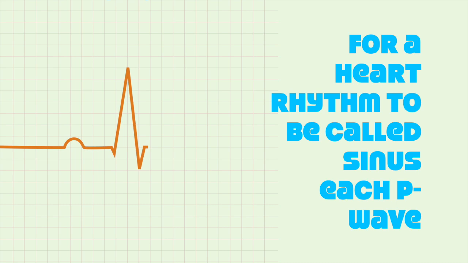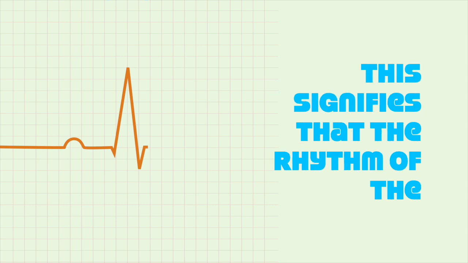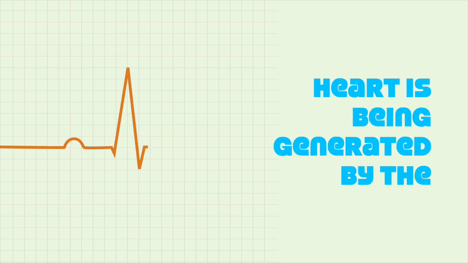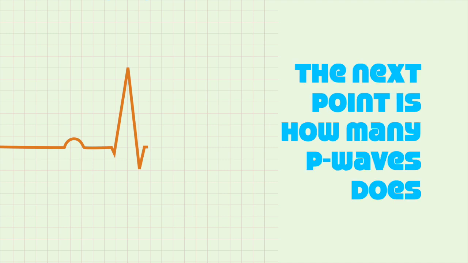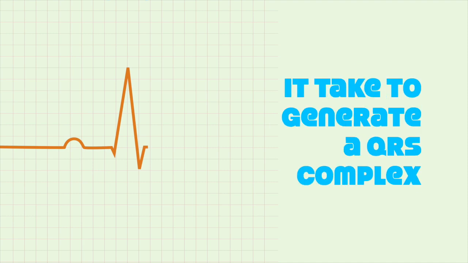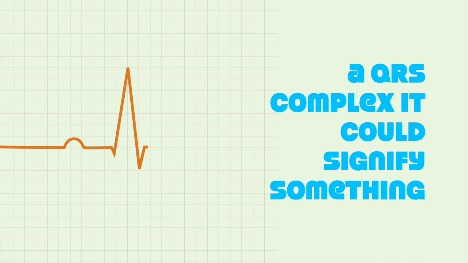For a heart rhythm to be called sinus, each P wave should be followed by a QRS complex. This signifies that the rhythm of the heart is being generated by the sinoatrial node. The next point is how many P waves does it take to generate a QRS complex. If it's taking many P waves to generate a QRS complex, it could signify something called atrial flutter.